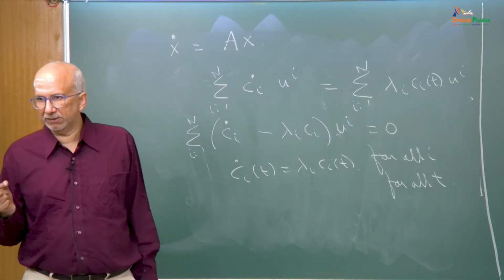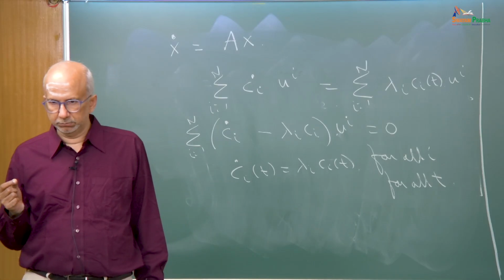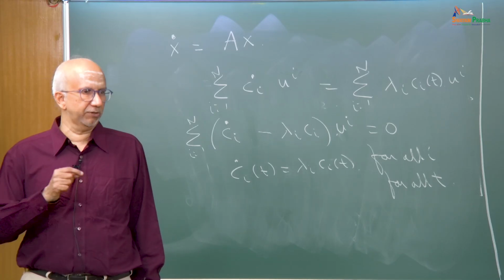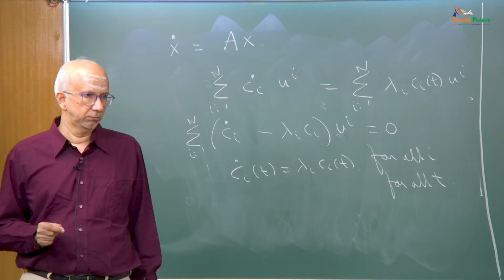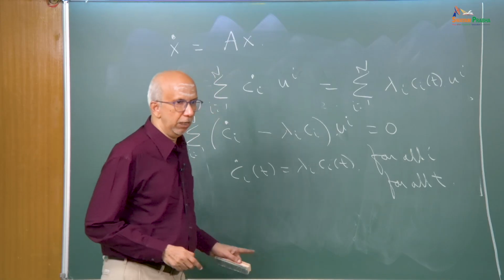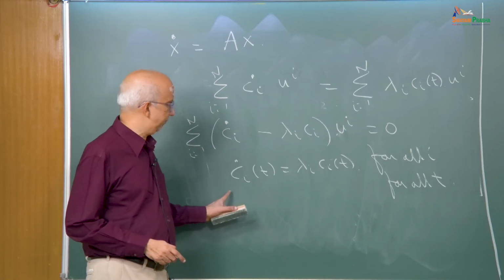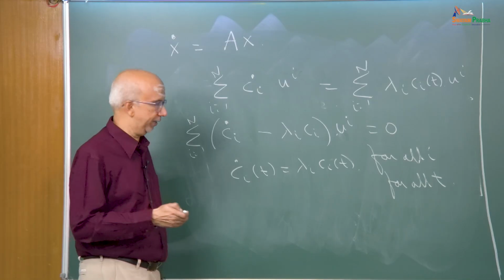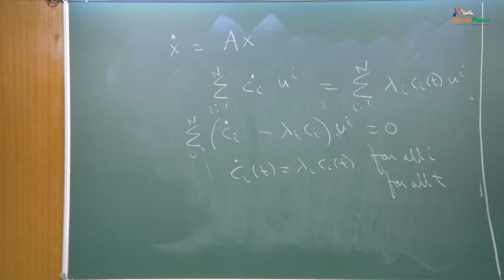And Ci, remember, is just a coefficient, a scalar, but the only thing is it is a function of time now. So, I have C1 of t, C2 of t, C3 of t. All of this can be integrated, as this is just a first order ordinary differential equation. So, what is the integration of this?